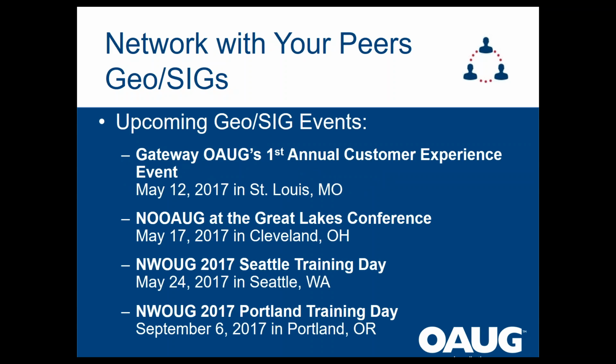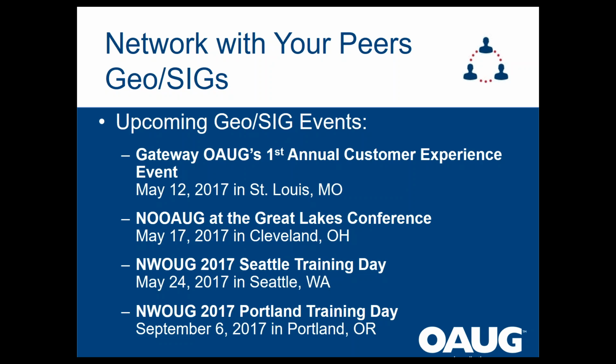Geographic and special interest groups are groups that either meet in geographical areas or their members meet because they share a common interest concerning a specific Oracle applications product or a specific industry. And our geographic groups usually hold in-person events that can range from a couple of hours of training to small conferences. And our special interest groups, or SIGs, usually hold webinars relating to a topic.